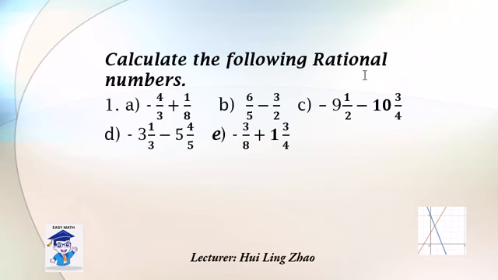Calculate the following rational numbers. Here there are 5 practice questions. Number A, negative 4 over 3 plus 1 over 8. Number B, 6 over 5 minus 3 over 2. Number C, negative 9 and 1 over 2 minus 10 and 3 over 4. Number D, negative 3 and 1 over 3 minus 5 and 4 over 5. Number E, negative 3 over 8 plus 1 and 3 over 4.